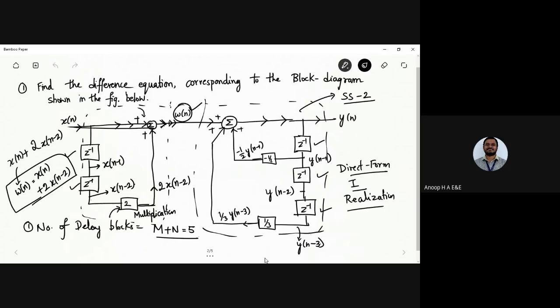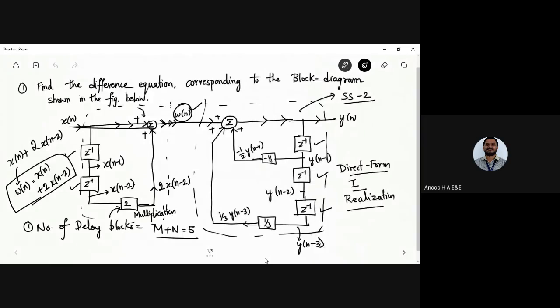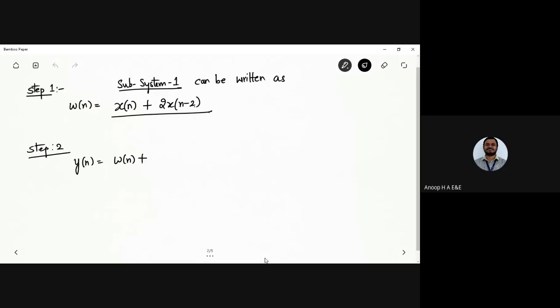So what you will get? Y of n, that is step number 2. Step number 2, what you are going to get? You are going to get y of n as w of n plus the first one, which is z inverse, as it is delayed by one block. So minus half y of n minus 1.